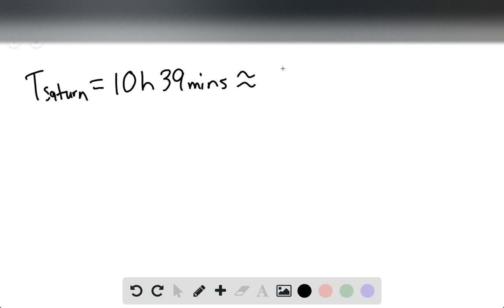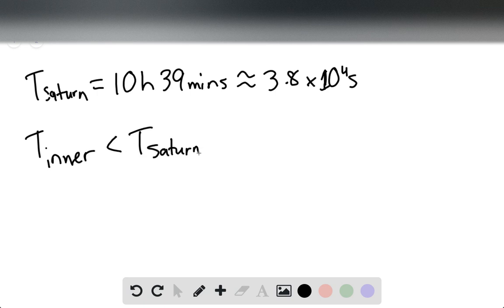So we know that the period of Saturn itself is going to be equal to 10 hours, 39 minutes, which is approximately equal to 3.8 times 10 to the 4th seconds. So we know that the period of the inner rings is going to be less than the period of Saturn, which means that the inner rings move faster relative to Saturn.